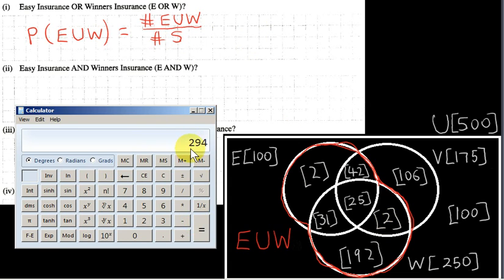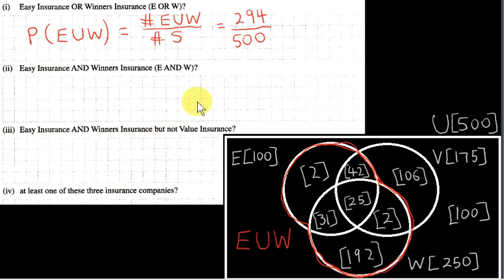So we get 294. Another way that we could arrive at this number is to add the number of elements in E, which is 100, onto the number of elements in W, which is 250. And since the elements in the intersection have been counted twice, we subtract out the number of elements in the intersection of E and W. Okay, we get 294 over 500. I've written S here for sample space, but I'm also calling it U.